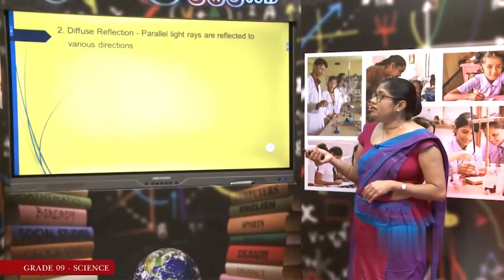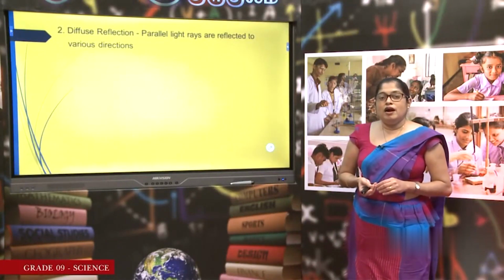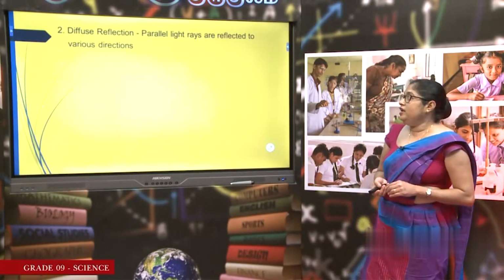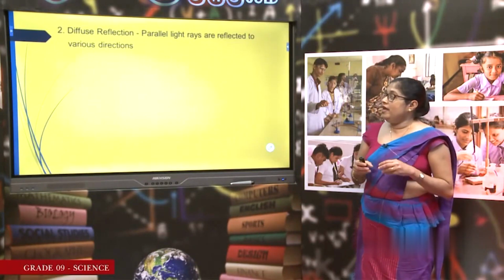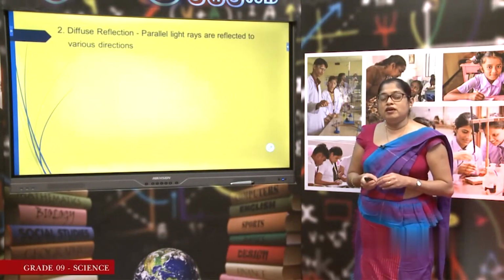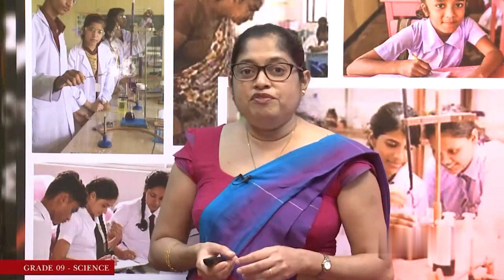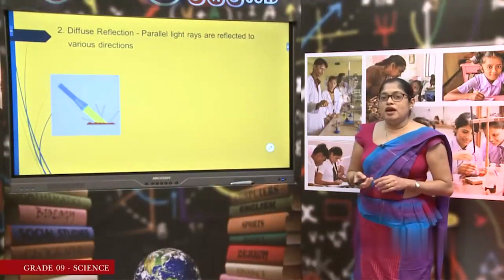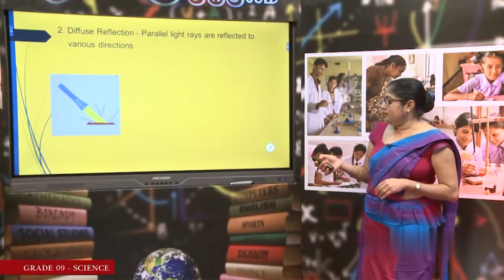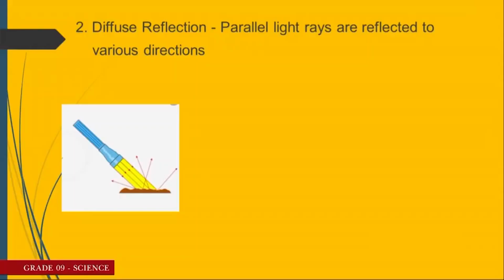So, let us define what diffuse reflection is. Unlike regular reflection, in diffuse reflection, when parallel rays are falling on an object, they are not reflected as a parallel beam of light. Instead, they are reflected into various directions. This diagram shows it. Here you can see light rays falling on an irregular surface. You can see the reflected light rays are reflecting into various directions. They are not parallel to each other.